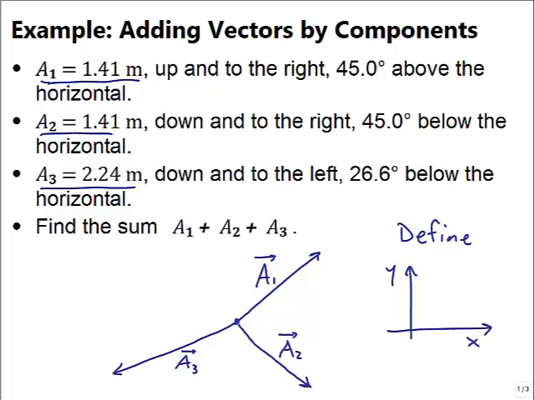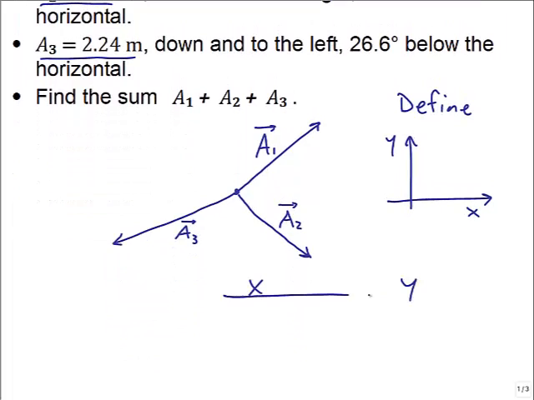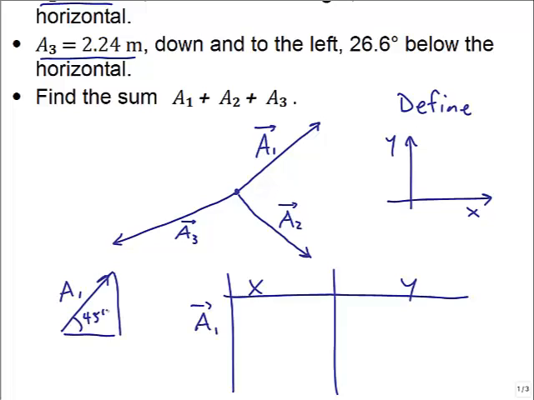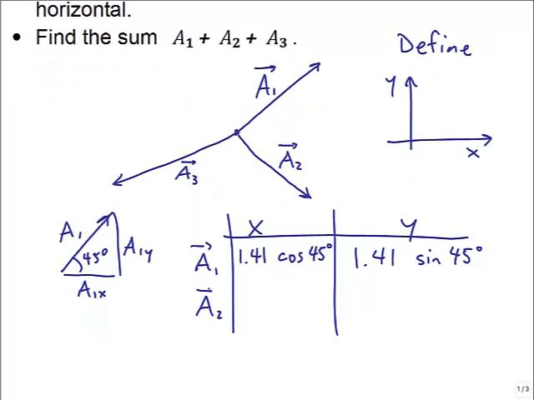And what we're going to do is make a table where we list the x components and the y components for each vector. So let's start with A1. We can draw a little right-angled triangle showing the 45-degree angle, A1y and A1x. So A1x is the length times cos 45, and A1y is the length times sine 45, which you can see from the trigonometry. A2 triangle looks like that.